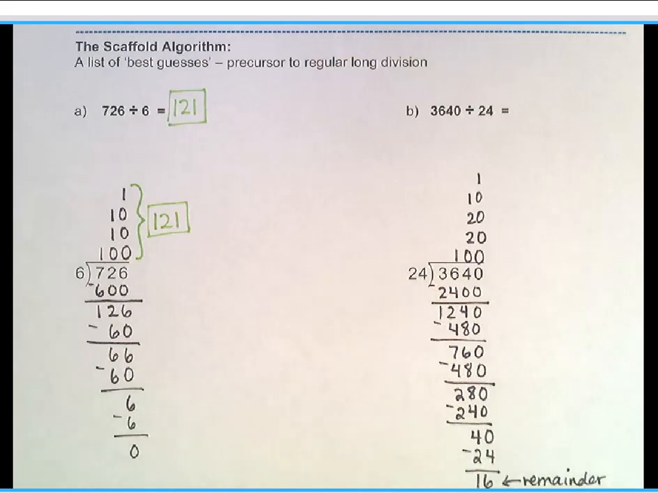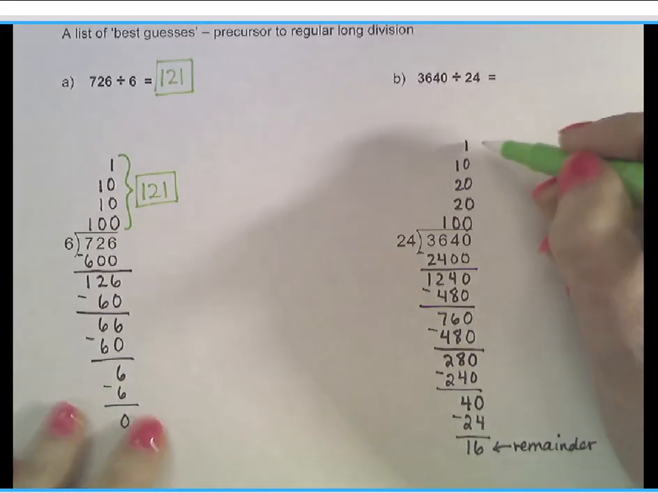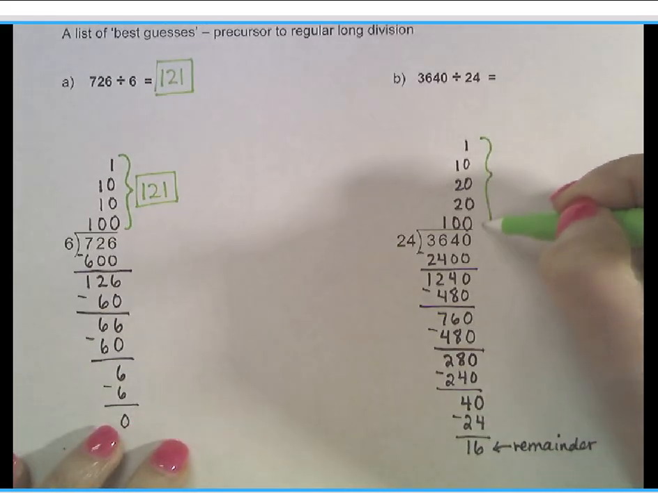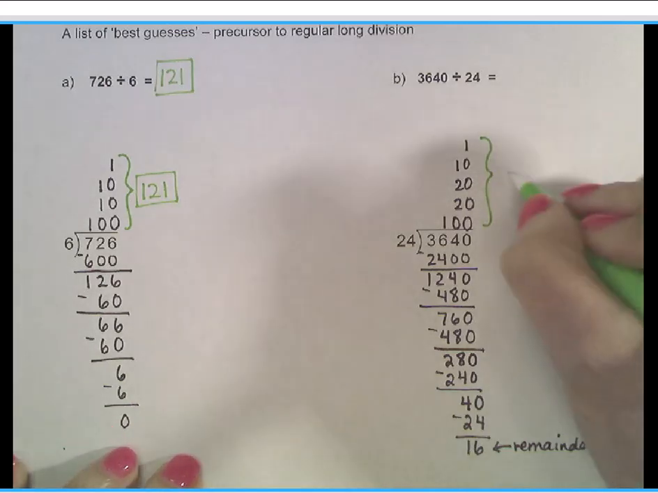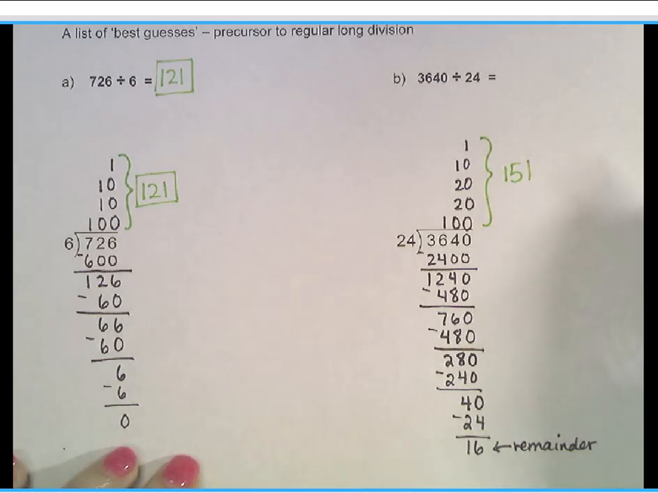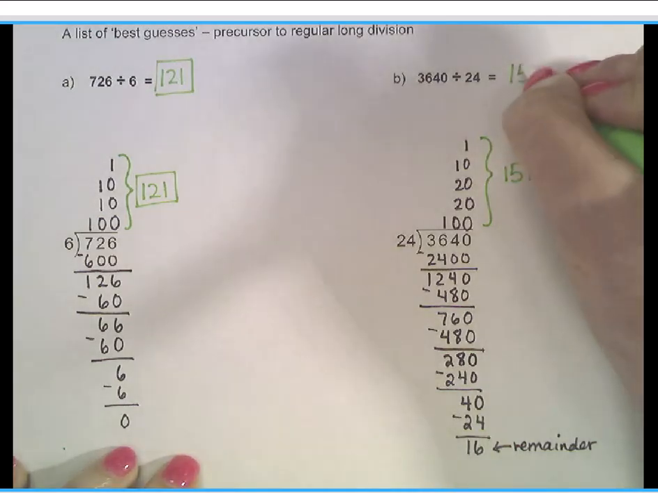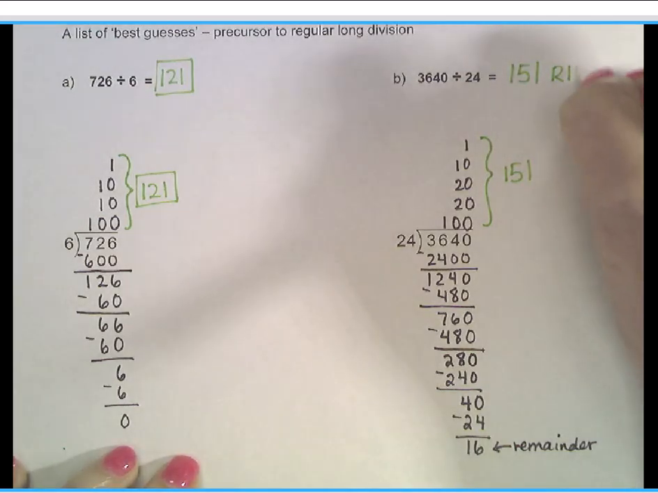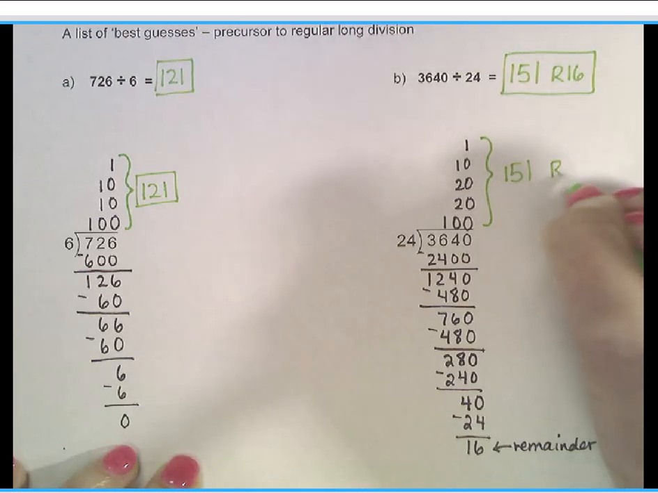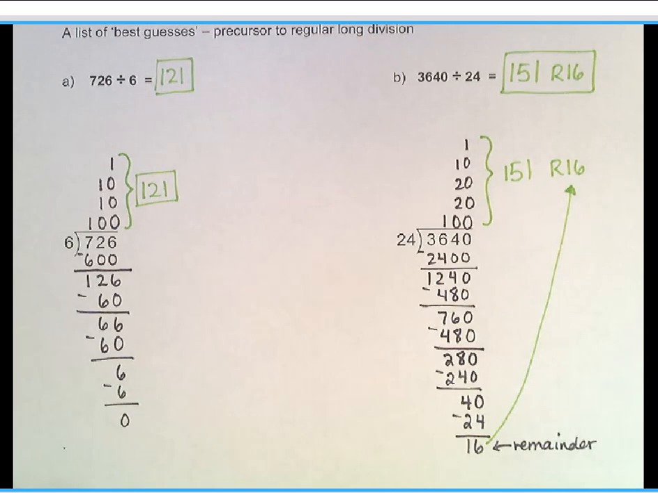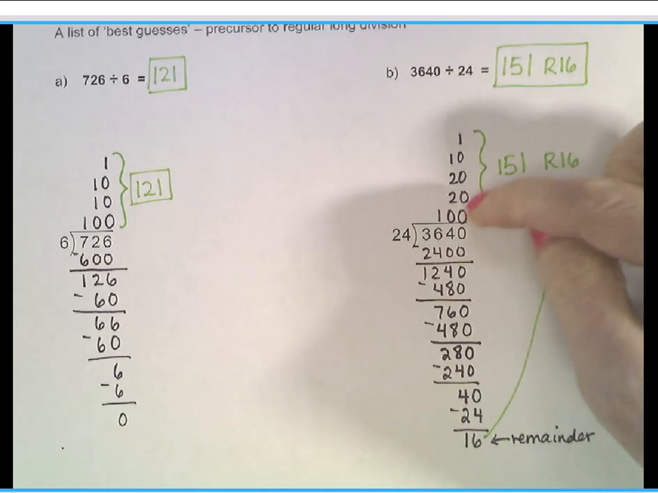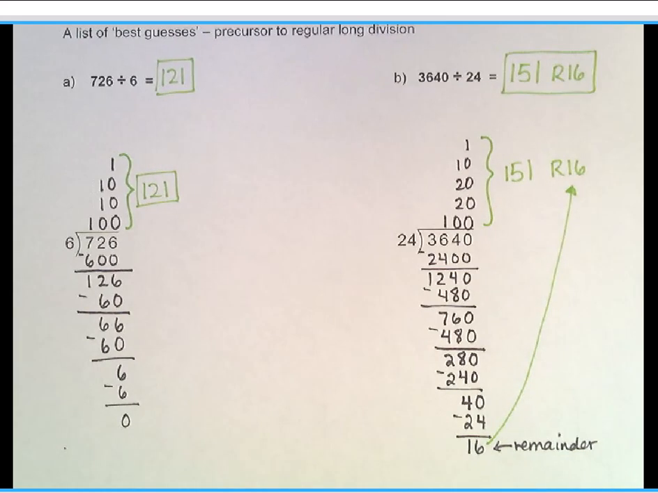So the way that you get the rest of the quotient, though, is you add all of these together. So 100, 20, 20, 10, 1. So your final answer is 151. Don't forget about the remainder. Remainder of 16. All right, remainder 16 there. That's from that guy. So you just stack it up, right? You just stack up this little scaffold, and then you add up all your best guesses.